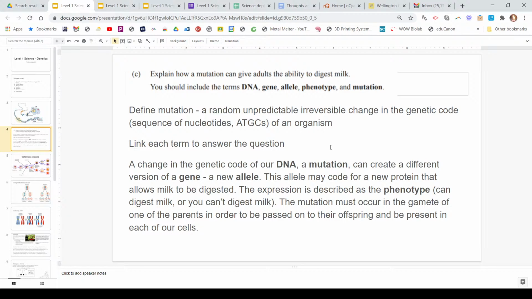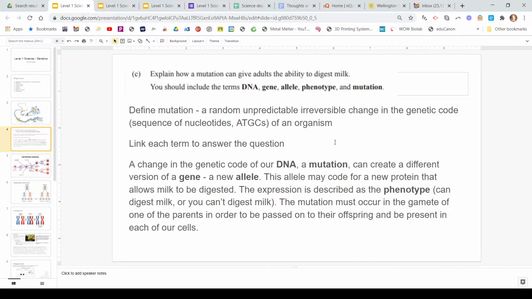Now I've thrown this one in here. I'm not sure that I put this on the form, but it's also really useful to be able to define a mutation. Because we've just been talking about those nucleotides, that genetic code, it makes sense to jump onto mutations. So a mutation, and this statement you probably just want to memorize, is a random, unpredictable, irreversible change in the genetic code of an organism. So it's a permanent change in the sequence of A's, T's, G's and C's, those nucleotides in the DNA of an organism.